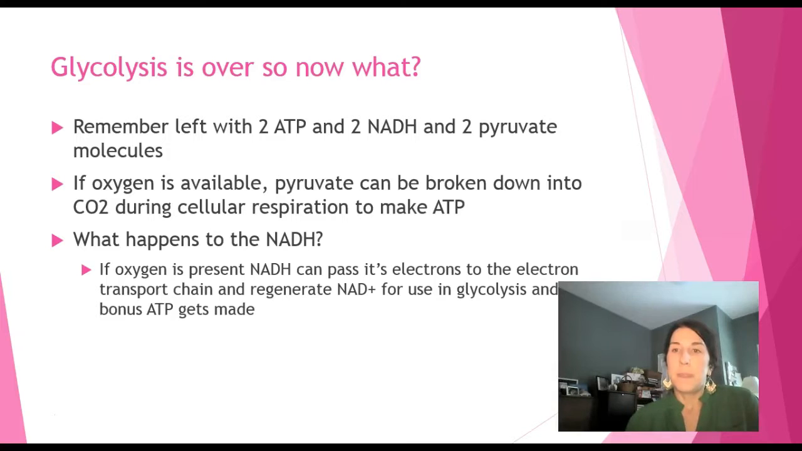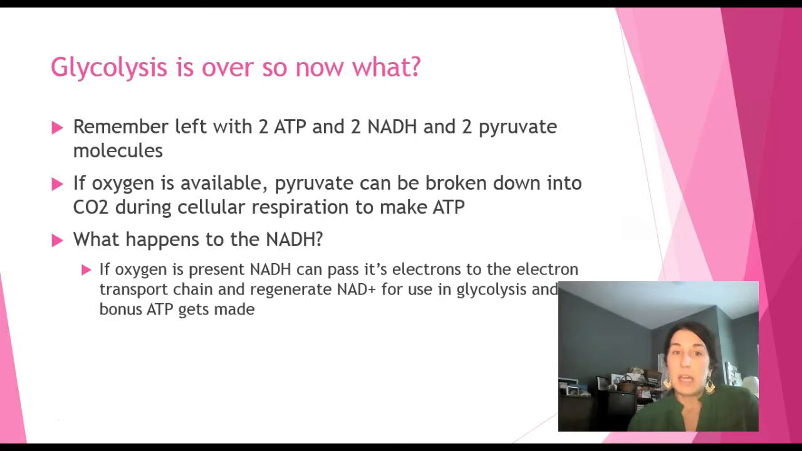So that was the quick and dirty on glycolysis. It's over, so now what do we have? So we're left, as I just talked about, with 2 ATP and 2 NADH and 2 pyruvate molecules. If oxygen is available, that pyruvate can be further broken down into carbon dioxide during cellular respiration, which we'll talk about, to make more ATP.